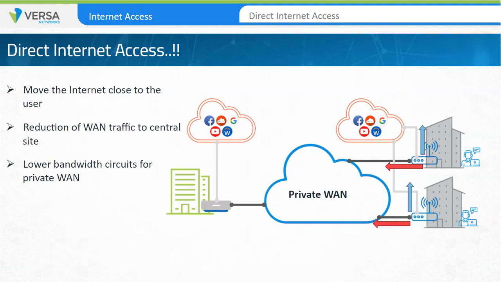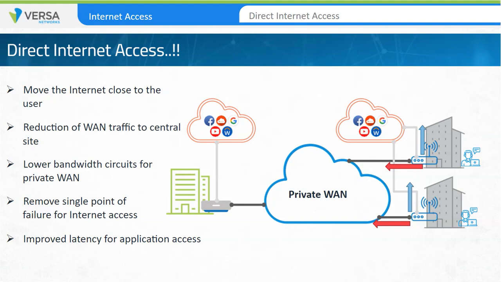The DIA model removes the single point of failure for internet services. If the internet access to the centralized site is interrupted, it has no effect on remote sites. The DIA model also improves latency for applications at remote sites. Because the sites have direct access to internet-based services, the latency introduced by the centralized model is removed and application performance improves.